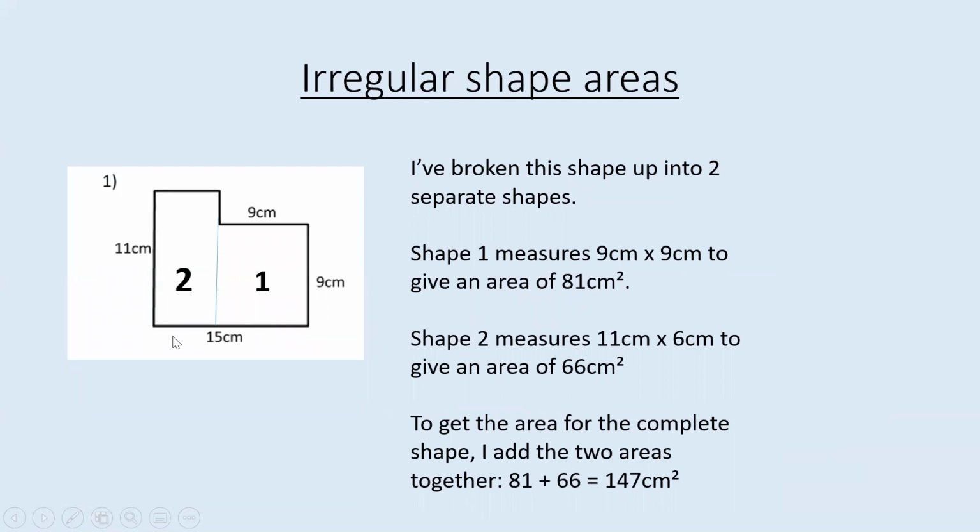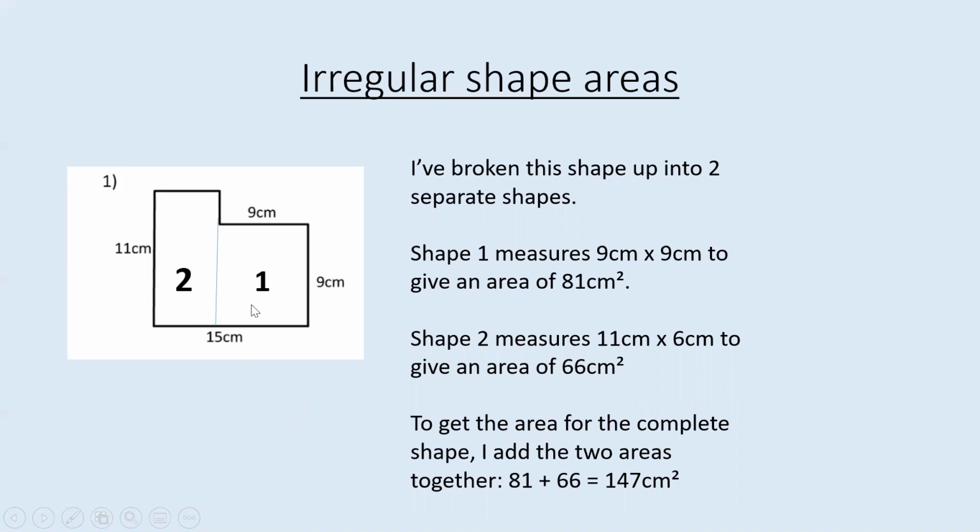We have a shape here in which we have a length of 15 centimeters, a width of 9 centimeters, another length of 9 centimeters here. We have a width of 11 centimeters. It is an irregular shape. So what I've had to do is to break the shape up into two separate shapes. And I do that by just drawing a line from one part of the shape down so that I can split it into two regular shapes. I have here effectively a square and a rectangle. Shape 1 here, based on the measurements we've been given, measures 9 centimeters by 9 centimeters.